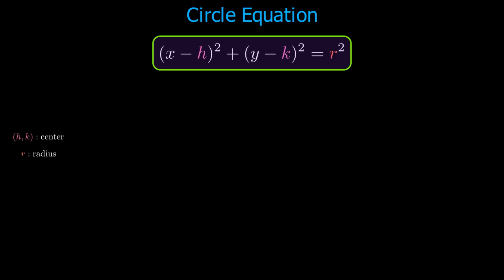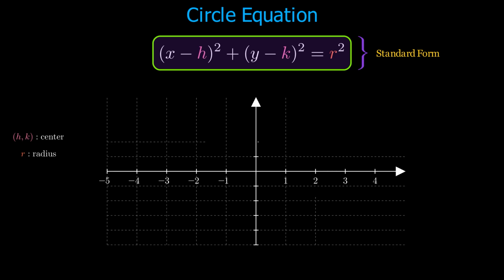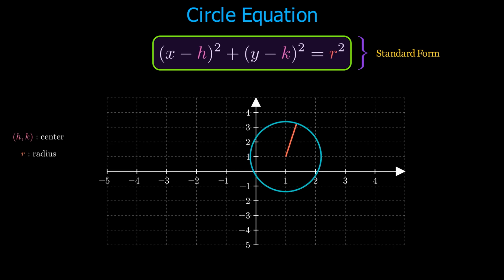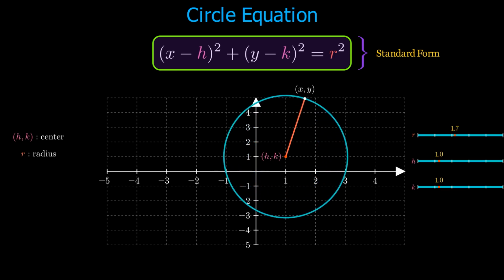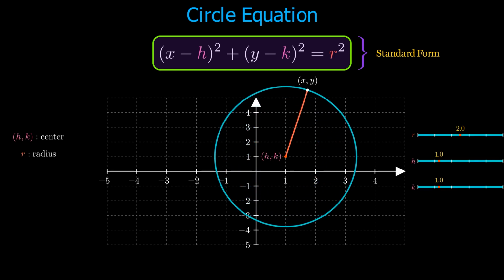This equation is also known as the standard form of a circle because it is the most common way to represent a circle. Let's see graphically how each parameter of the equation affects the circle. Here we have sliders for each parameter of the circle equation, so we can see how changing them affects the circle. If we increase the radius, the circle will grow larger.